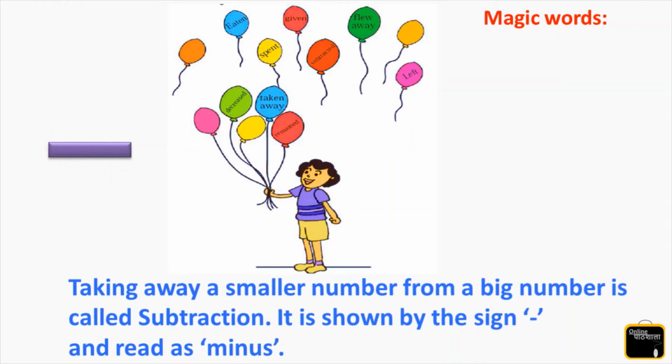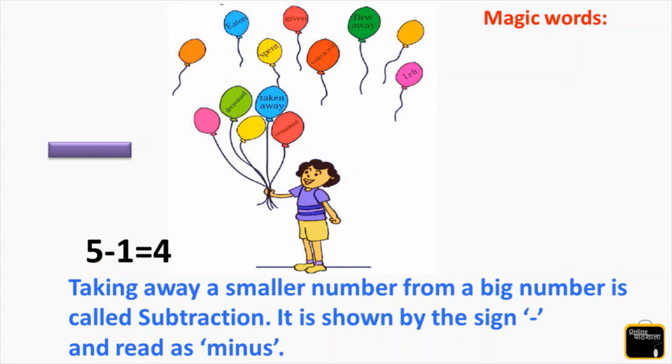Okay. And taking away a smaller number from a big number is called subtraction. It is shown by this sign and read as minus. So we are going to call this sign a minus sign. Taking away a smaller number from a big number. For example, 5 minus 1. 5 is the big number and 1 is the small number. Taking away a small number from a big number is called subtraction.